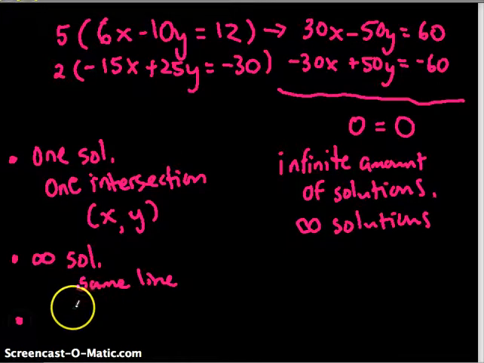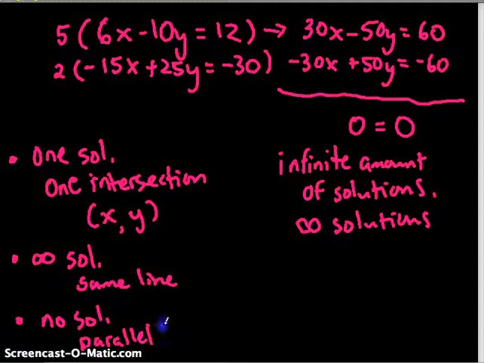And the third and last possible solution we could ever have is if we have parallel lines and we have no solution. So no solution, and that's caused because parallel lines never intersect, so we never have a solution to the system.